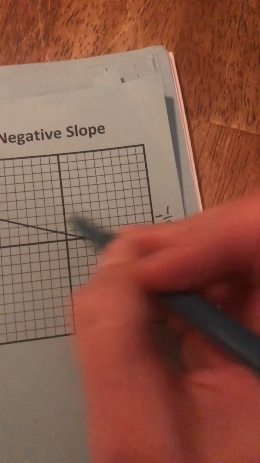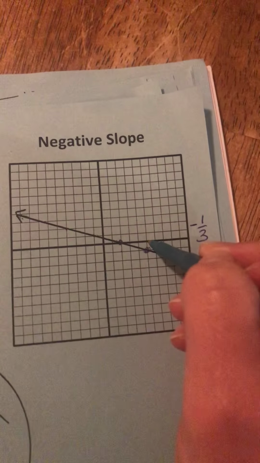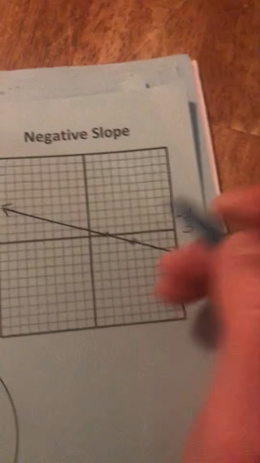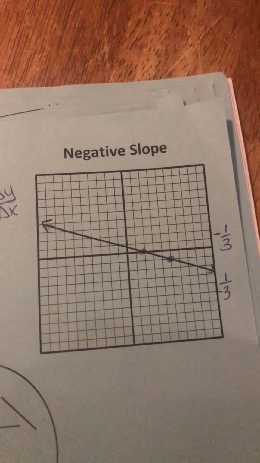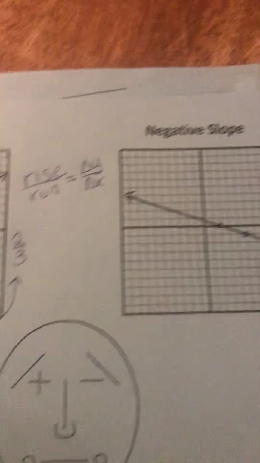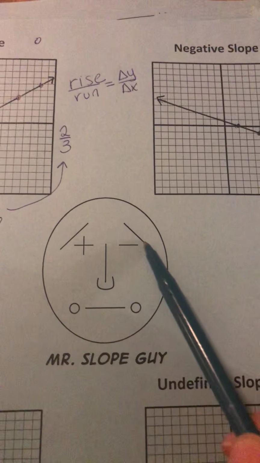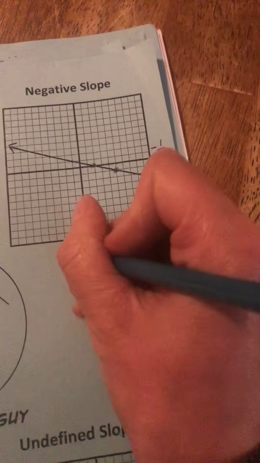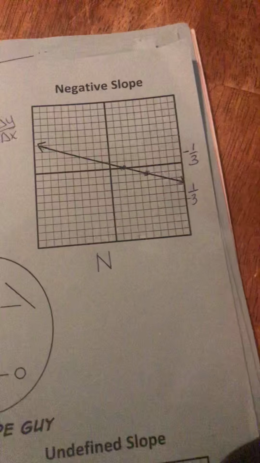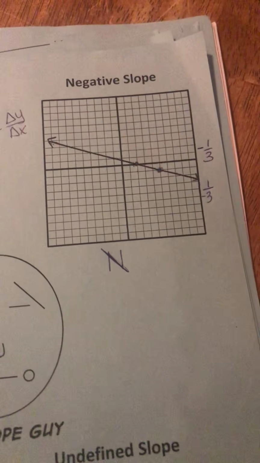Or I could start at this point and I could go up 1, backwards 3, which still gives me the same answer. So for our Mr. Slope guy, here's our negative slope. The other thing we talked about last year is if you draw a capital N for negative, negative slopes always go in that direction.